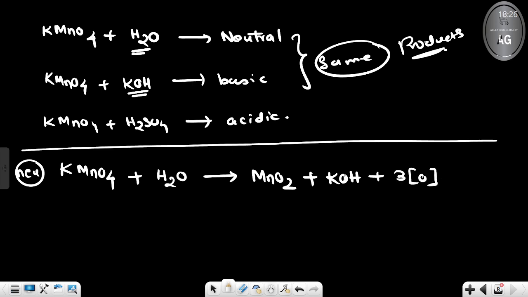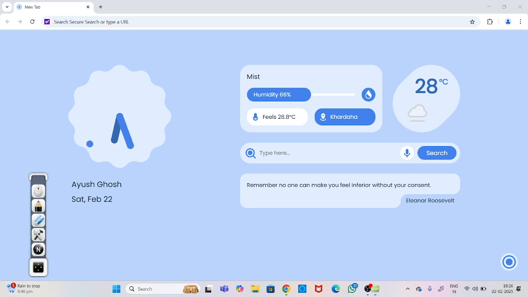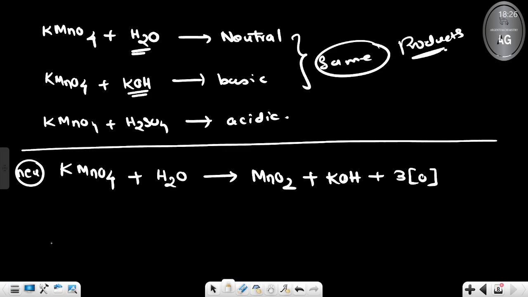So what did you understand? In neutral medium, if water is on the left side of the reaction, then on the right side no water is produced. Clear? Similarly, if water is on the right side, then left side there is none. These are tricks which you can just remember like that.